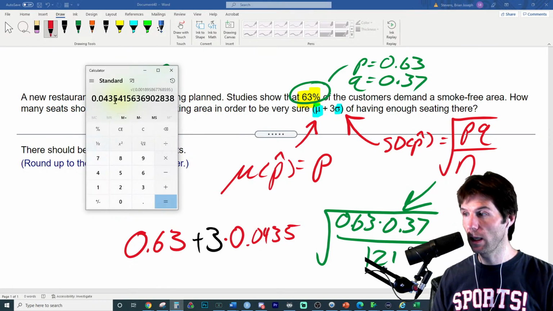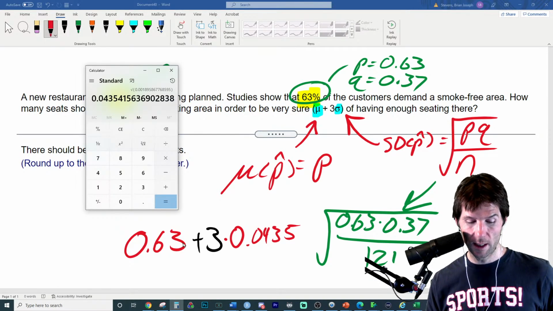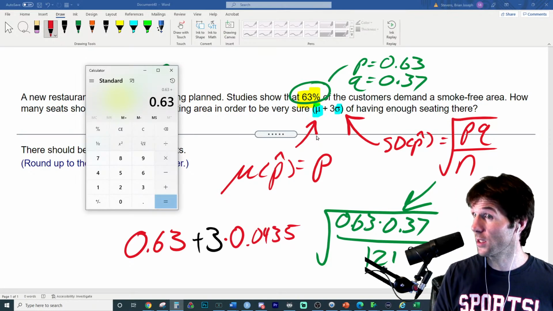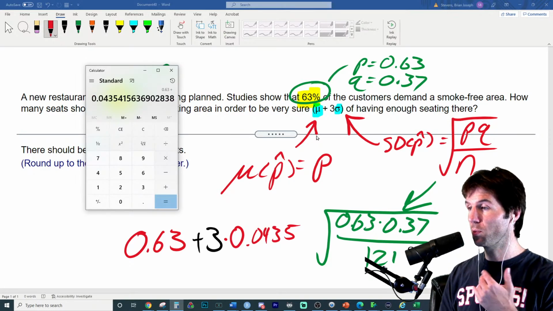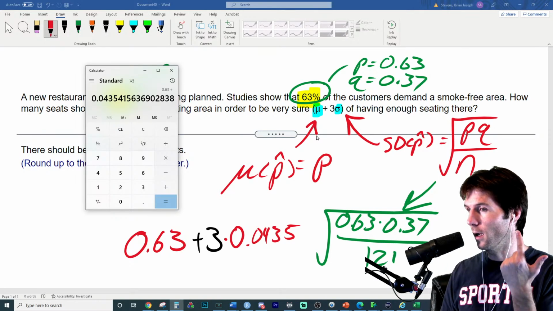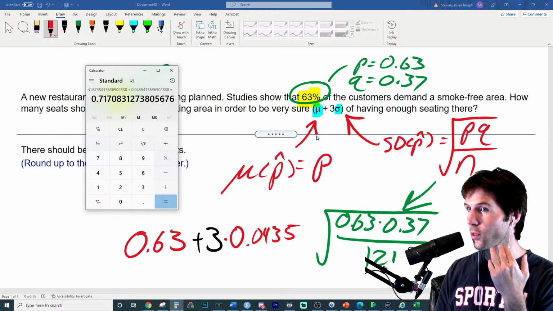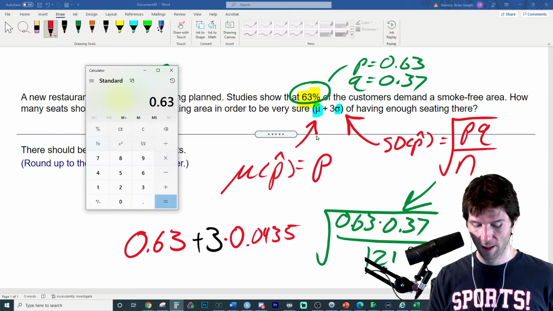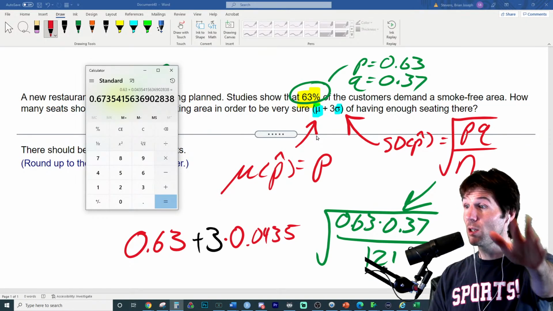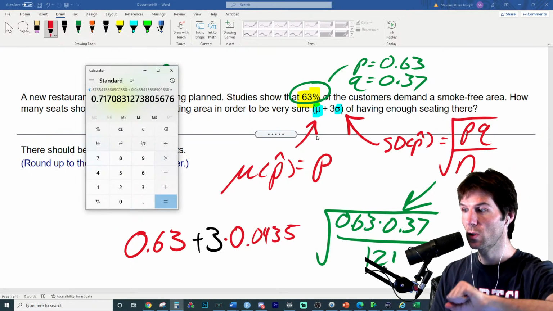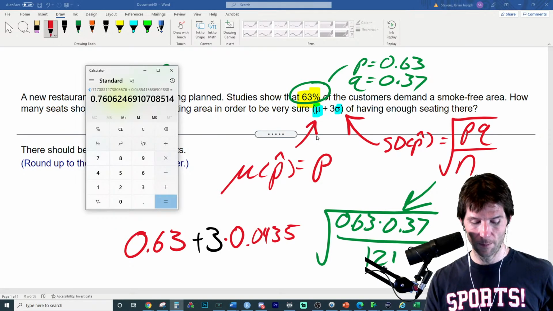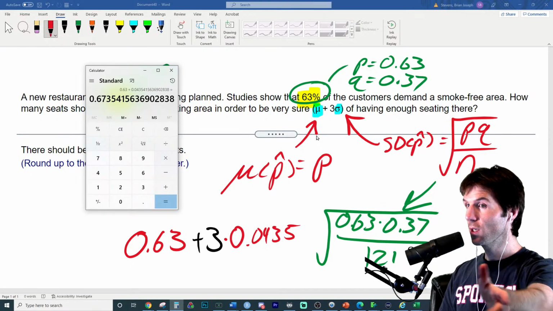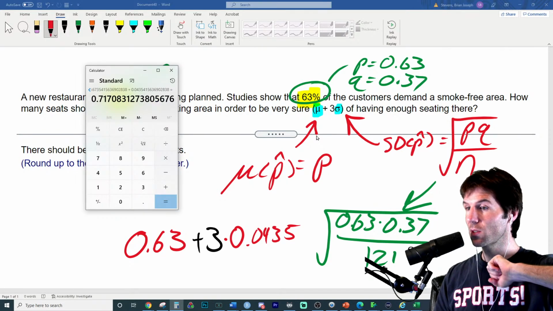Now, the way I like to do this is I keep this in the calculator, and I'm just going to add to it 3 standard deviations. I'm going to go to the mean of 0.63 and go plus 1 standard deviation, plus 2, plus 3. We'll watch it again because I did it in a bad order. Here's the mean, then plus 1 standard deviation, plus 2 standard deviations, plus 3 standard deviations.